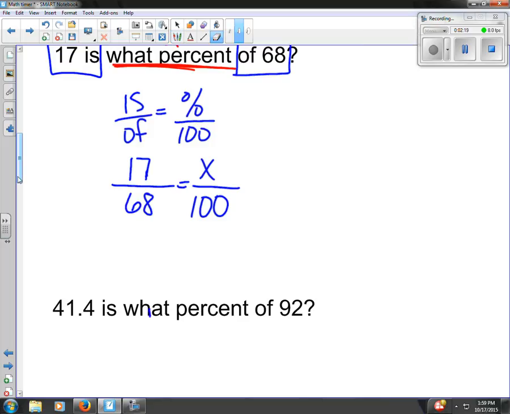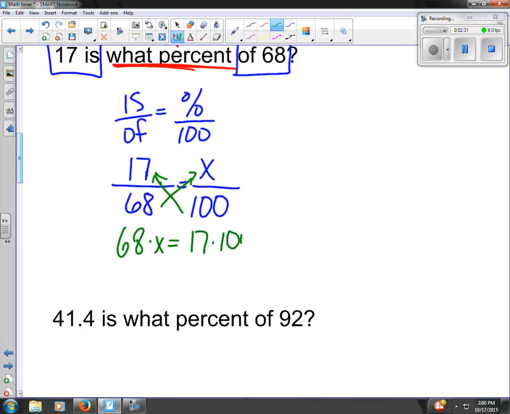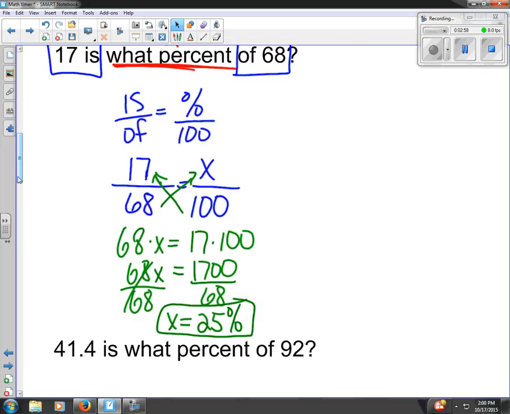Okay, and you solve this exactly as you would anything else. So we cross multiply. We've done this before. So 68 times x equals 17 times 100. You get 68x equals 1700. Then you divide by 68. You grab your calculator, which I have this time, and you do 1700 divided by 68, and you get x equals 25. And don't forget, you're looking for the percent, so you better have that percent sign. 25%. That is our answer.